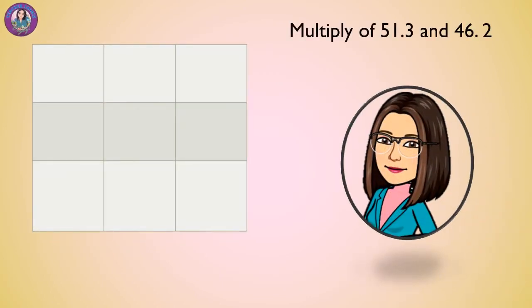Let's have another example. Multiply 51 and 3/10 and 46 and 2/10. So first we will create a box with the same number of digits as our factors. So we have 5, 1, and 3, or that is 51 and 3/10, times 4, 6, 2, or that is 46 and 2/10. Then we will create diagonal lines here.